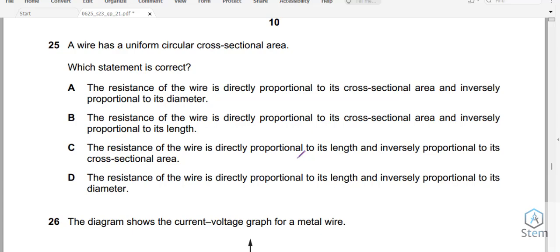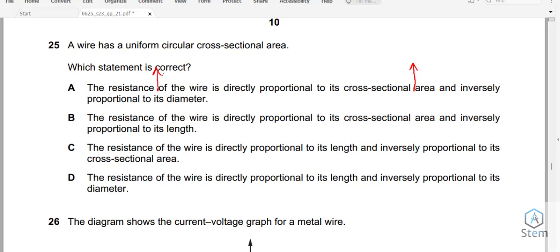Number 25. A wire has a uniform circular cross-sectional area. Which statement is correct? A says the resistance of the wire is directly proportional to its cross-sectional area and inversely proportional to its diameter. In other words, A is saying when cross-sectional area increases, resistance will also increase. And we know that's not true.